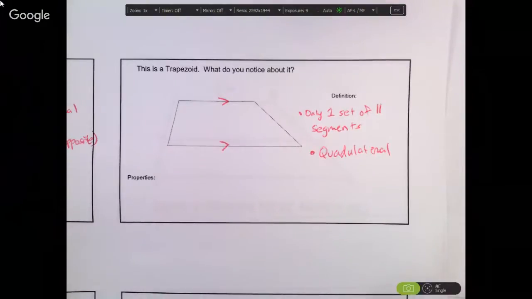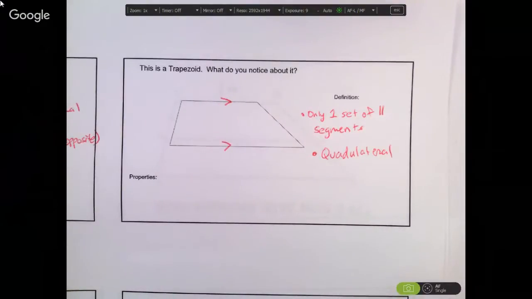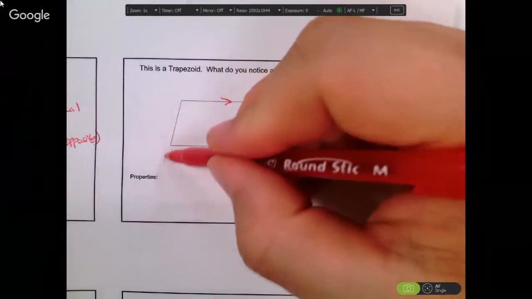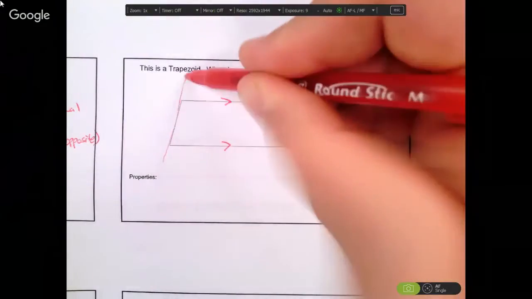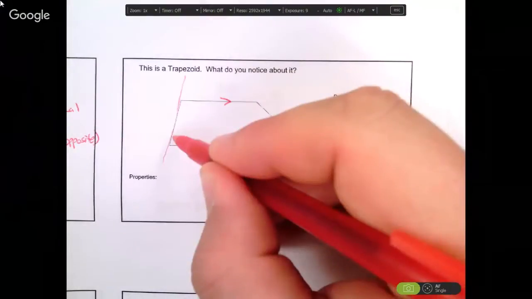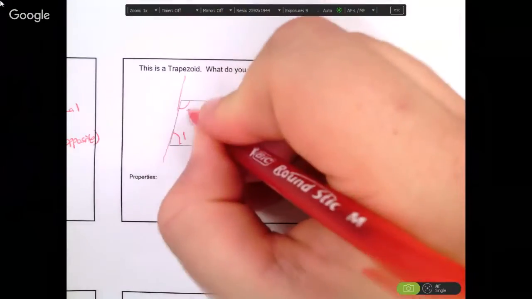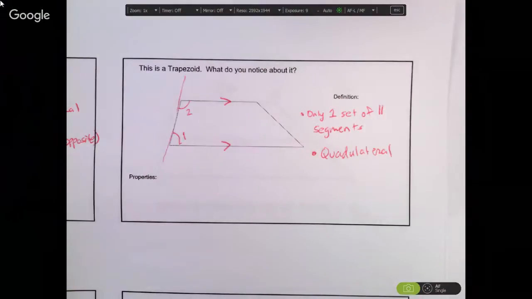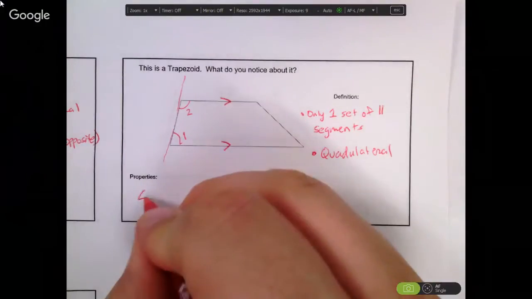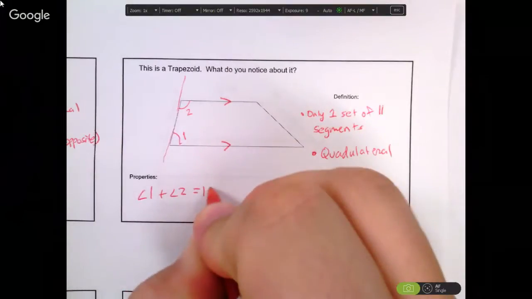And our properties, let me tell you there's only one set of properties that I'm going to give you for now. If I extend this line out, what can you tell me about this angle? Let's call this angle 1 and this angle 2. Same side interior angles. Same side interior says that angle 1 plus angle 2 equals 180.